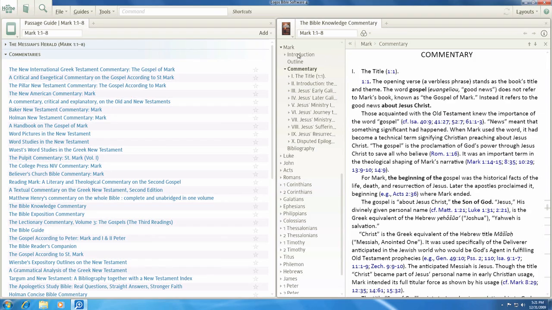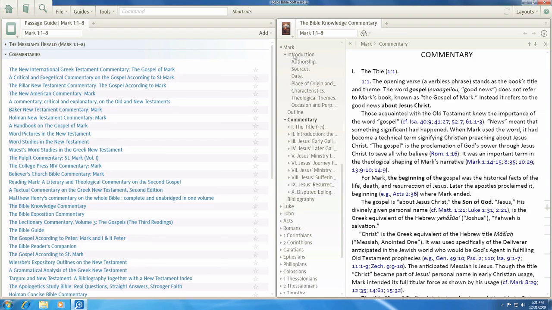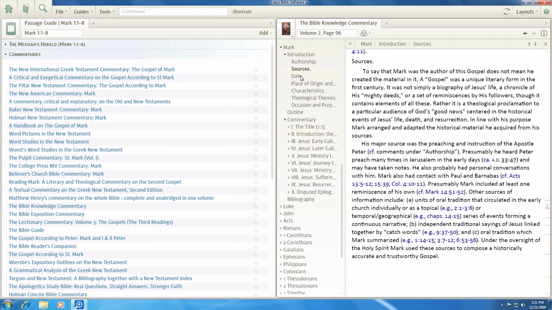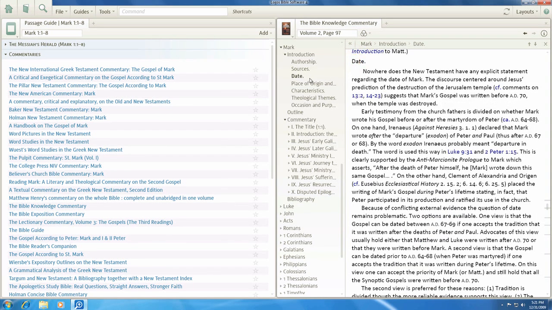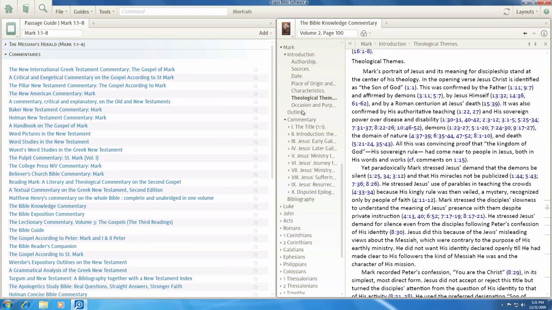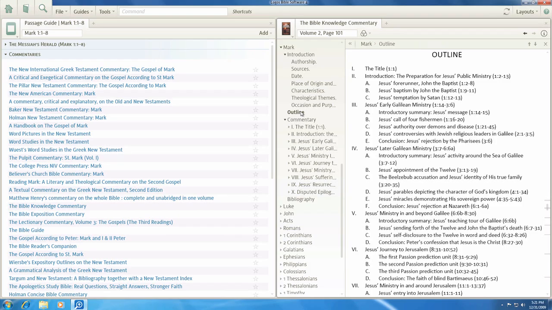But I also want to show you that there is introductory material to the Gospel of Mark. This is material similar to what we saw in our Bible dictionaries. A discussion about who wrote the Gospel of Mark, what sources were used, when it was written, different characteristics, different themes, and also included is an outline, like what we saw in the Bible dictionaries as well. And like New Bible Dictionary, this resource organizes its outline geographically. So Jesus in Galilee, his later ministry in Galilee, and then on to his journey to Jerusalem.